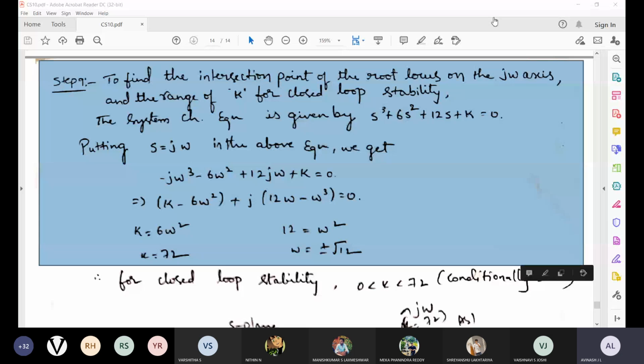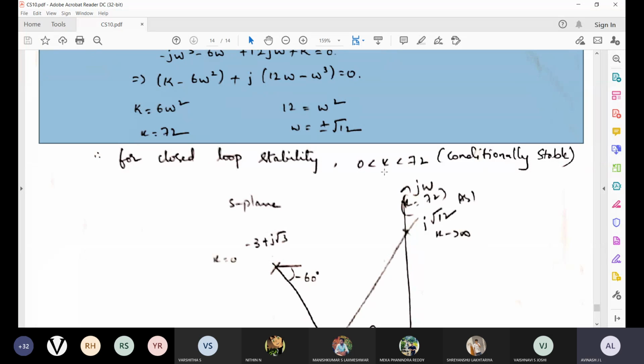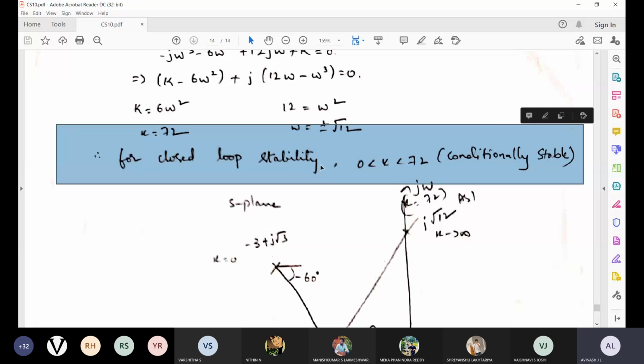So 72 is the k value for closed loop stability, that is, 0 less than k less than 72. That means up to the range of 72, the system is called conditionally stable. And omega will be equal to plus or minus square root of 12.